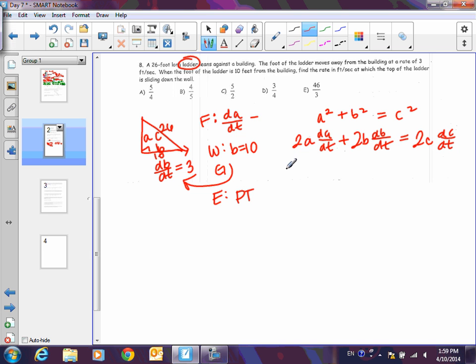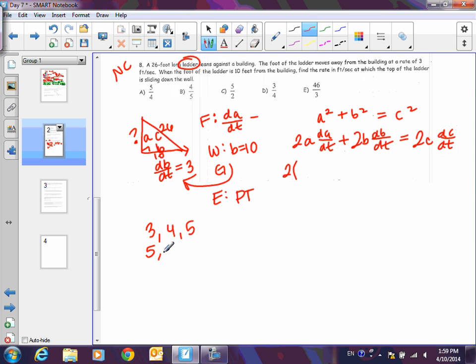Alright, so now we got to fill in what we know and identify what we're trying to find. When B is 10, what does A equal? Now, this is a no calculator problem, by the way. So this means that it's probably a Pythagorean triple. So what are our Pythagorean triples? Those are special right triangles. Let me give you the first one, 3, 4, 5, or any multiple of 3, 4, 5. You remember the next one?